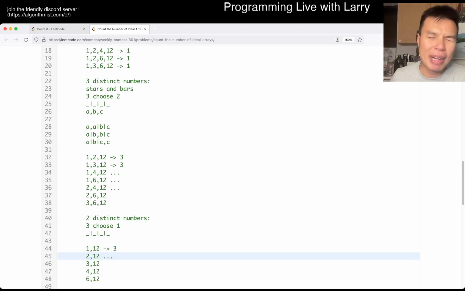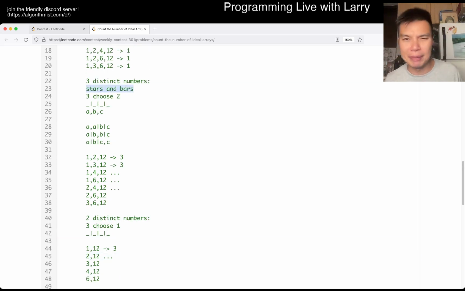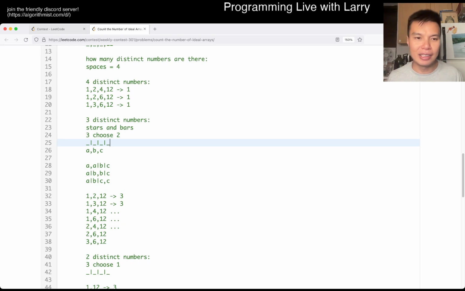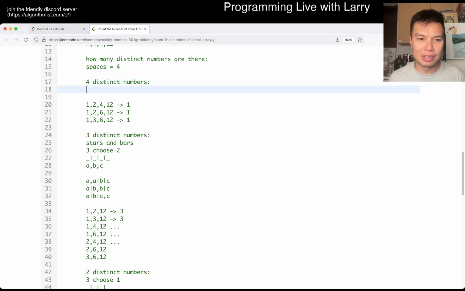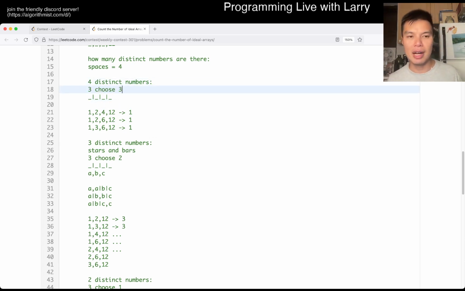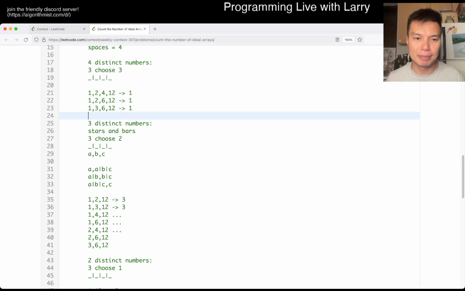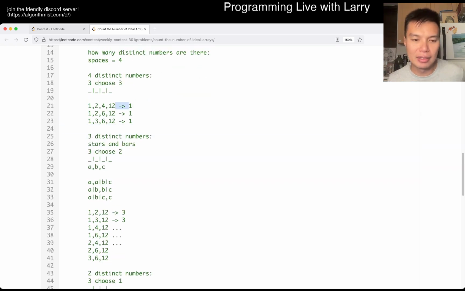Of course, I do recommend reading about stars and bars on Wikipedia, and it will give you an idea here. Just to be clear, maybe I should have used stars, but I'm using stars and spaces instead, so maybe that's a little confusing. But there are 3 bars, and because we have 3 divisions, we have to choose 3 of them. So it's 3 choose 3. That's basically the idea. And now we just have to sum it all up for the number 12.